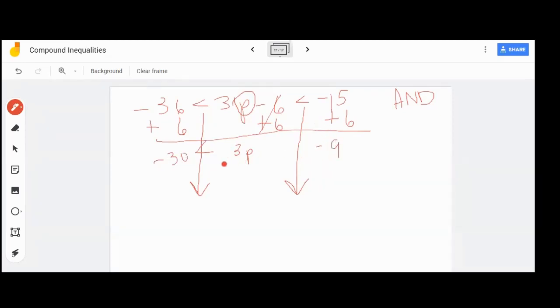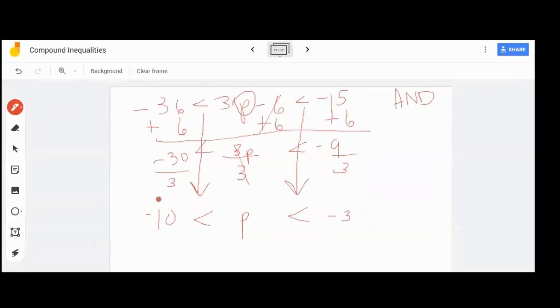And then you keep going. You got to get rid of the 3, so you would be dividing in all 3 areas. 3's cancel, you get a P. Now, we divided by a +3, so we're not changing our sign. If we had divided by -3, then we would be changing the direction of our inequality signs. So -30 divided by 3 is -10, and -9 divided by 3 is -3.